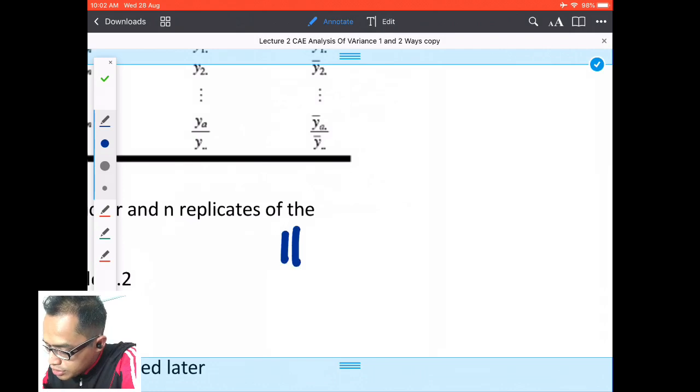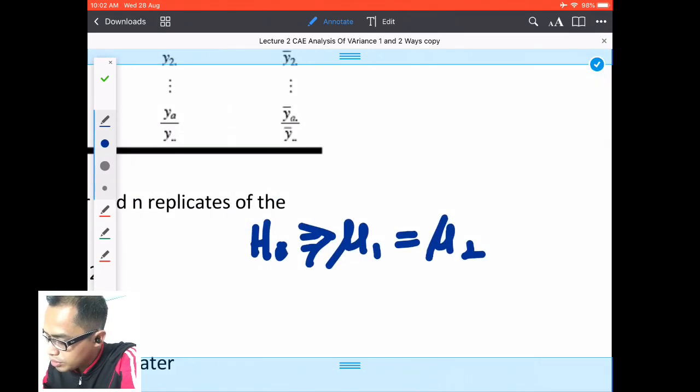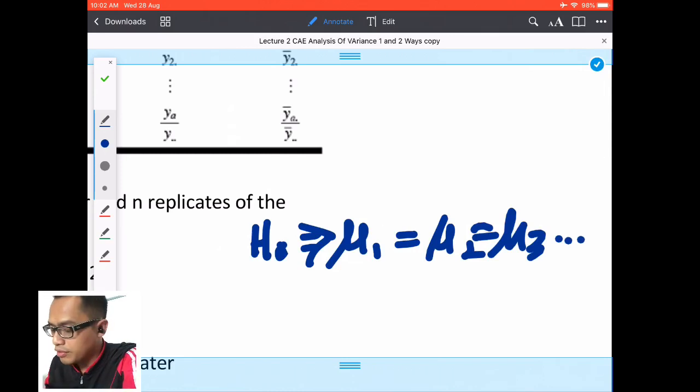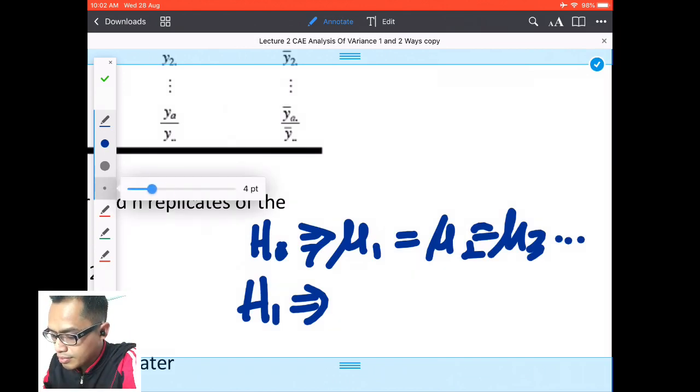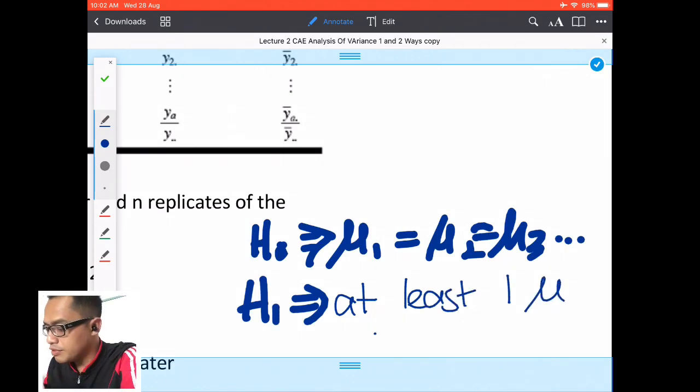So H0 means all means are the same, right? Sorry. Mu 1, mu 2, mu 3, mu 4, and mu 5. In ANOVA one way or two ways, H1 means at least one mu is different.